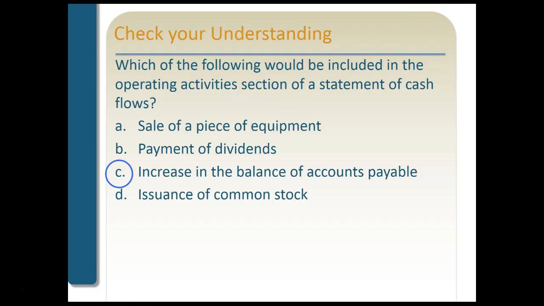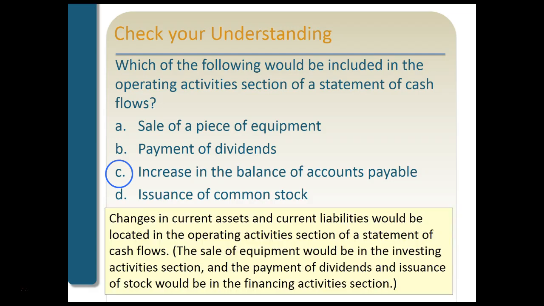C, the increase in the balance of accounts payable. Changes in current assets and current liabilities would be located in the operating activities section of a statement of cash flows. The sale of equipment would be in the investing activities section, and the payment of dividends and issuance of stock would be in the financing activities section.